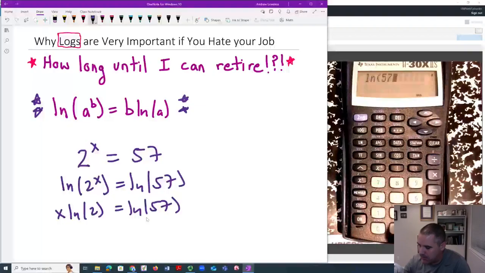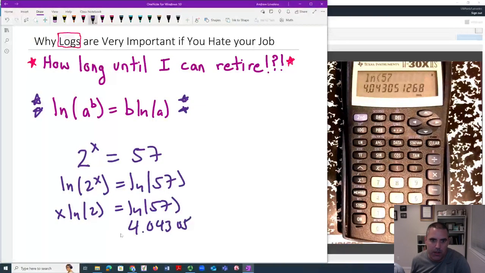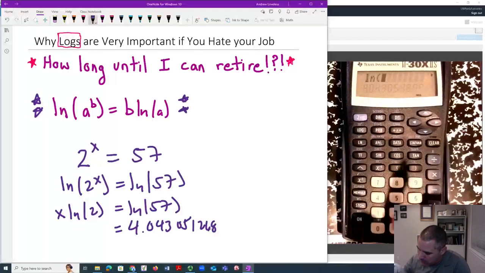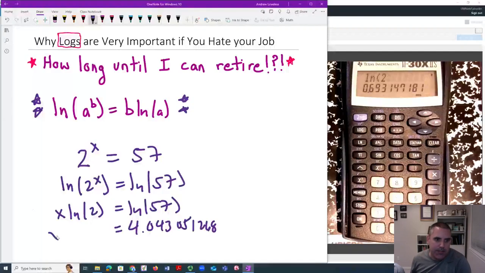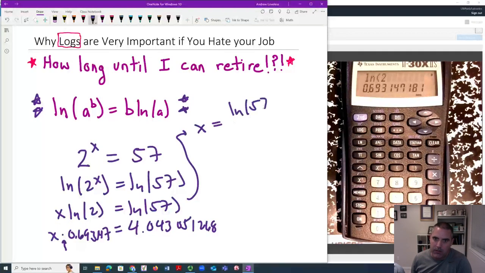It's a messy number. This is like 4.04305, etc. 1, 2, 6, 8. And log of 2 is just a number. So this is x times 0.693147, and so on. So how do you solve this? Well, you got to get rid of a multiplication. You just divide. Now, once you get good at this, you save yourself a step, and you just write 57. There's also a change of base formula, which says this is the same as log base 2 of 57.